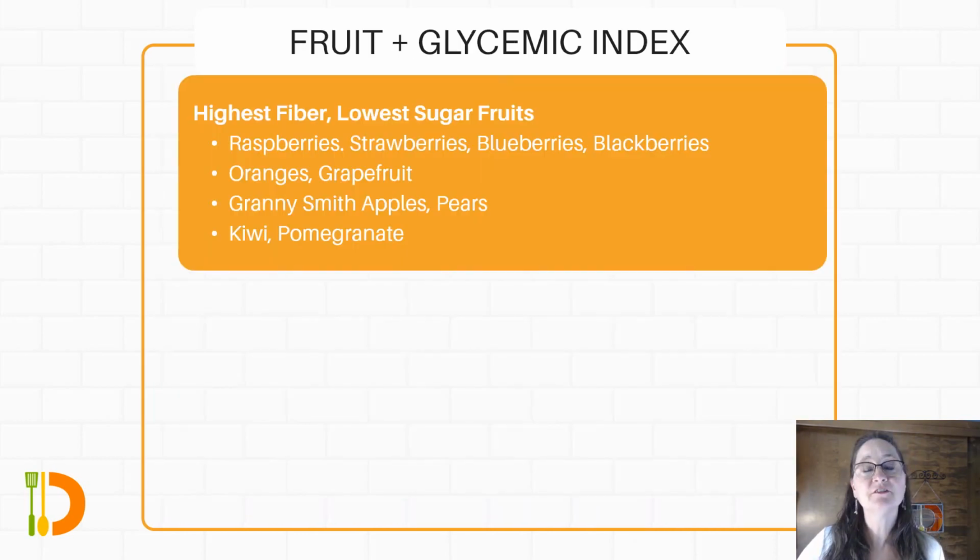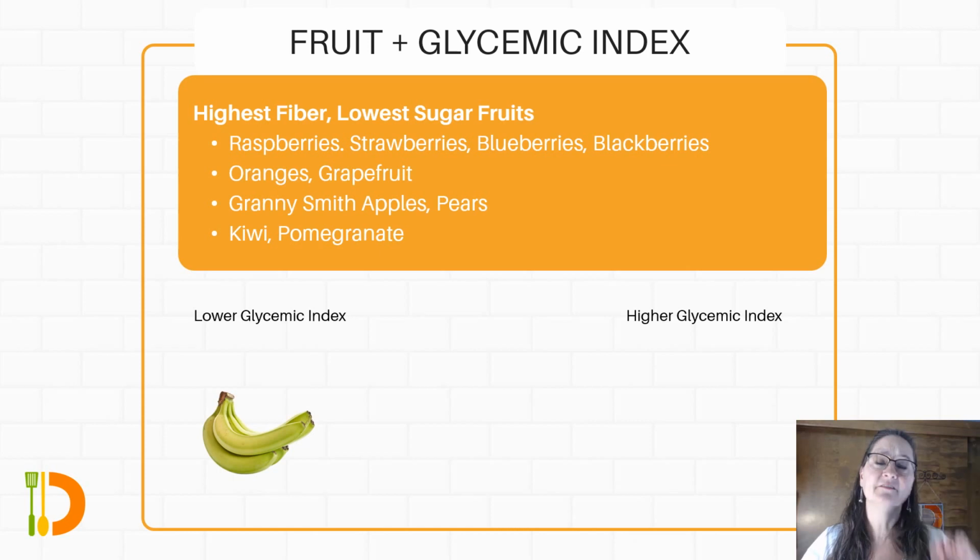Now we are just going to address the association between fruit and glycemic index. As a source of carbohydrates, fruit does have an impact on blood sugars, especially when eaten by itself without any protein, fat, or extra source of fiber. When assessing the impact on blood sugar, there are some fruits that are lower in natural sugar and higher in fiber and have less of an impact on blood sugar. These include berries, oranges, grapefruits, apples, pears, kiwi, and pomegranate.